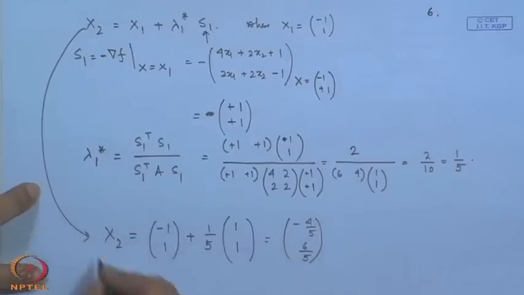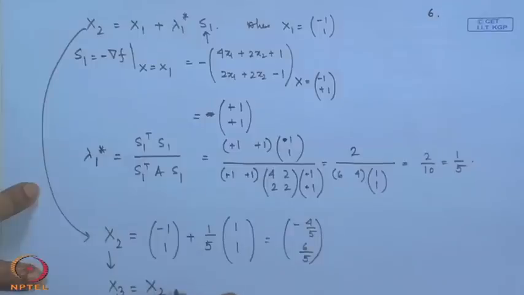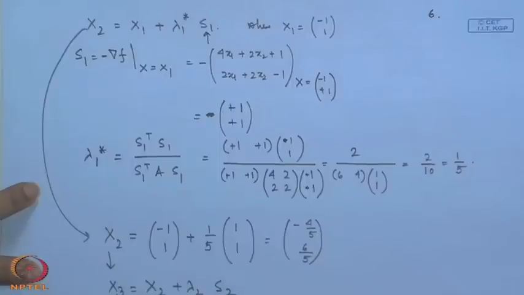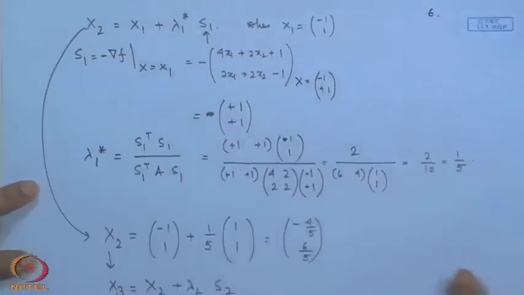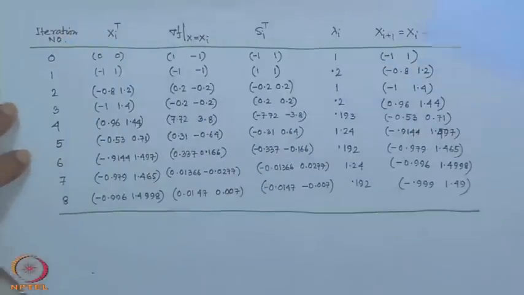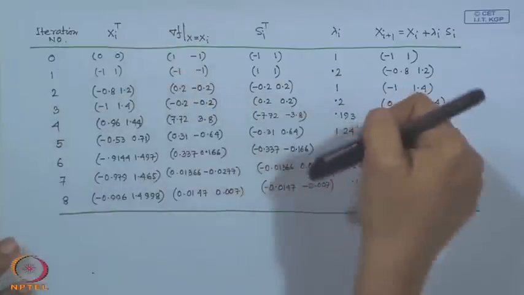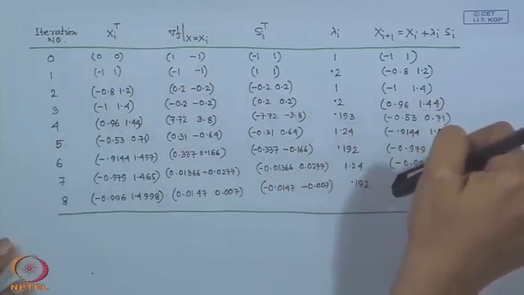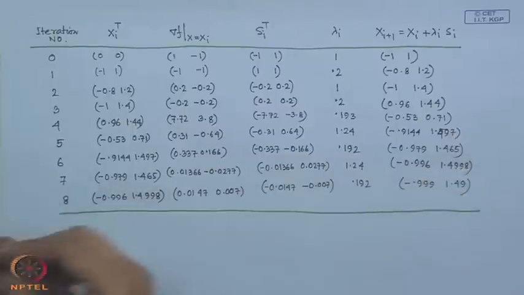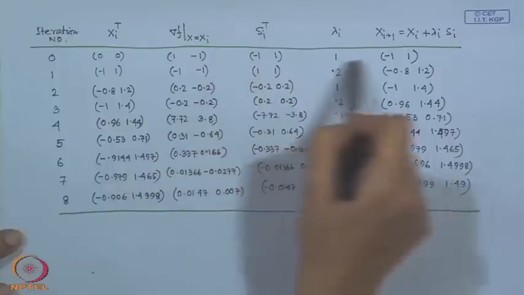What I will do in the next, again I will move to x 3. X 3 would be equal to x 2 plus lambda 2 s 2, and again we will find out s 2 first. Once we get s 2, we will get lambda 2. In this way we will proceed. If I just write down the entire value together, then we see we need 8 iterations to reach the optimal solution. Now, this is the first that I have just now solved.